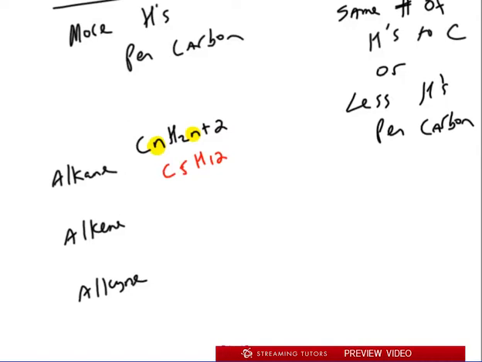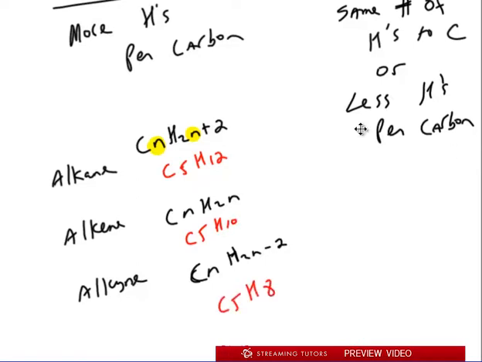Now, even this one, CnH2n, for an alkene. And so, again, you have a lot more H's per carbon. And CnH2n minus 2, still a lot more H's per carbon, no matter how you look at it, right? So if this is C5, it's H10. This is C5, H8. And in all three cases, we have a lot more H's to carbon.